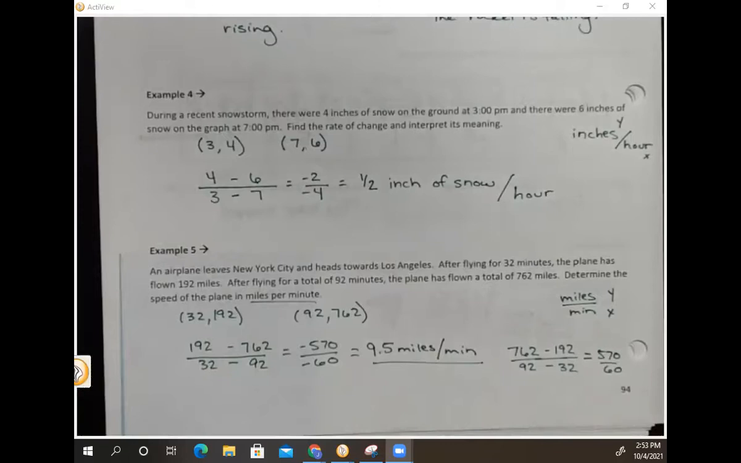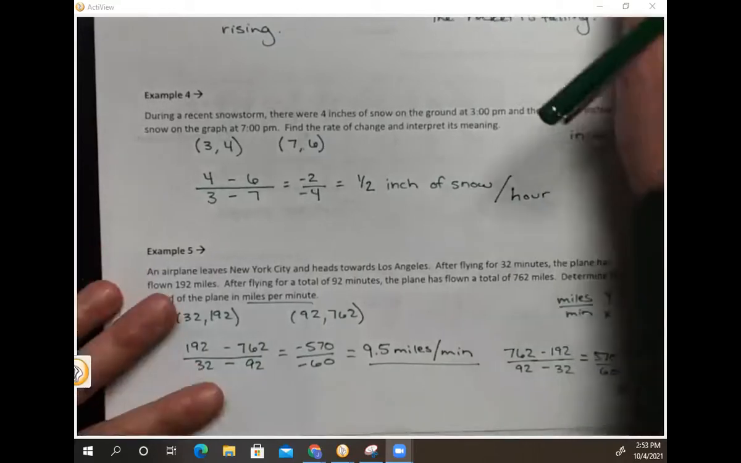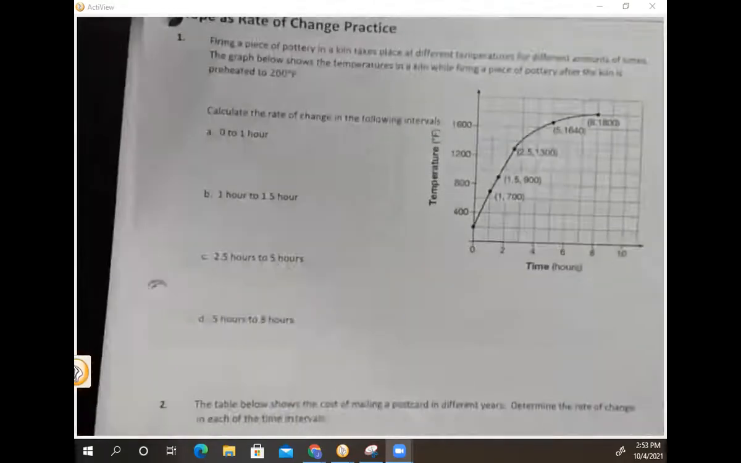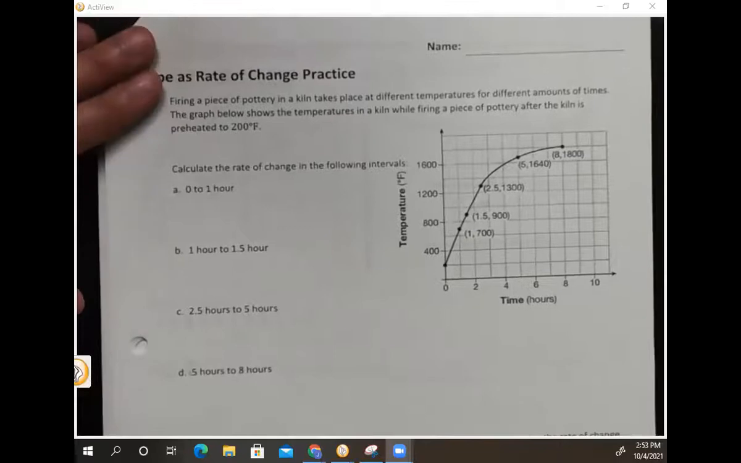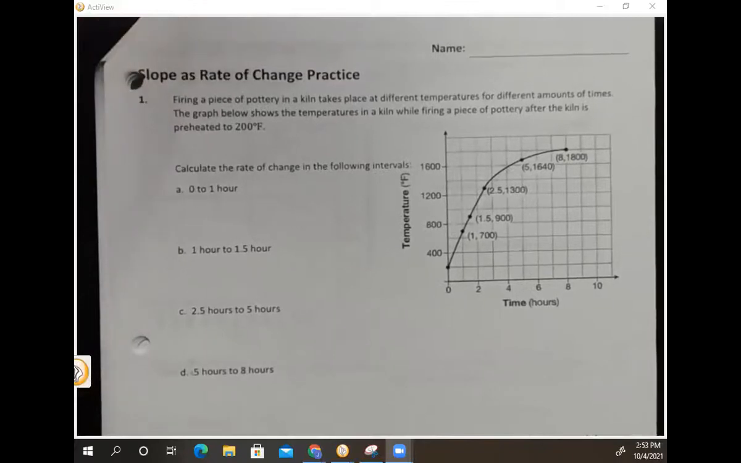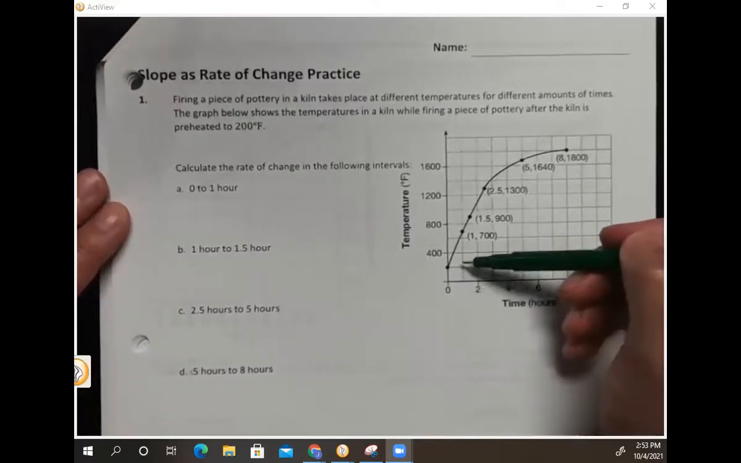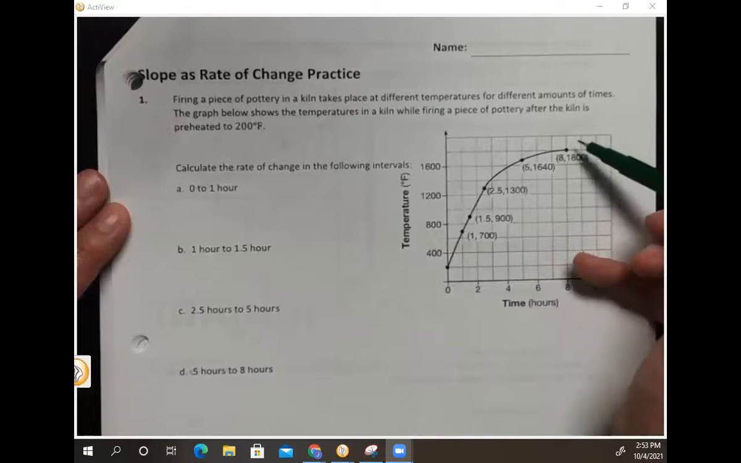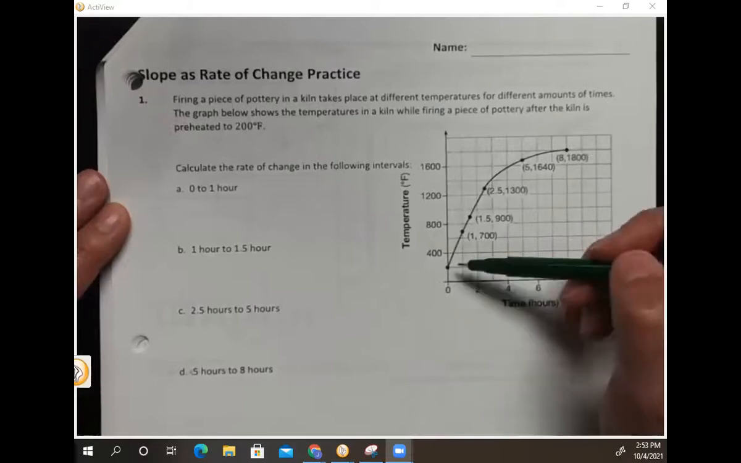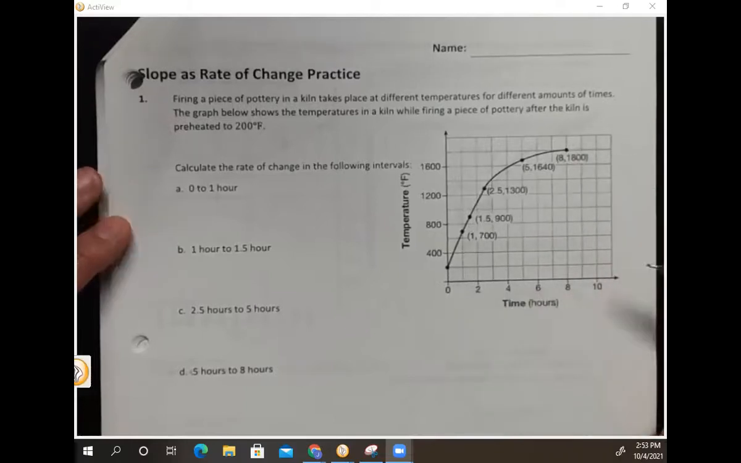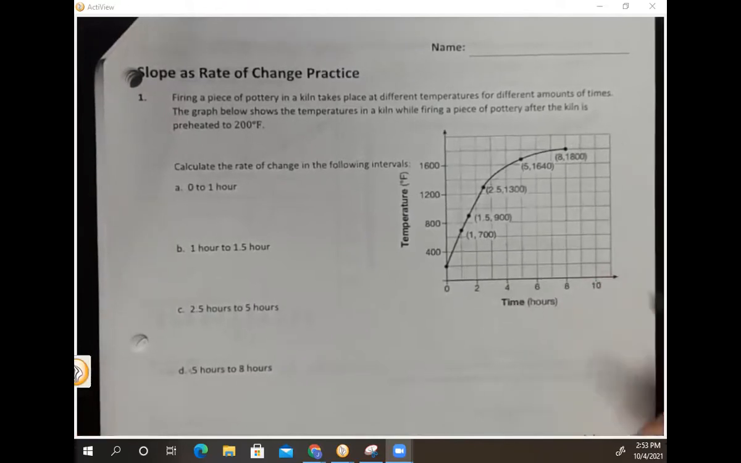Questions for me on example 5? Okay, your homework today is on pages 95 and 96. I'm going to work through the first part of problem number 1 with you just to get you started. So for number 1, we are firing a piece of pottery in a kiln. It increases its temperature up to about 2,000 degrees, but it does it in different amounts of time. It heats at different rates.